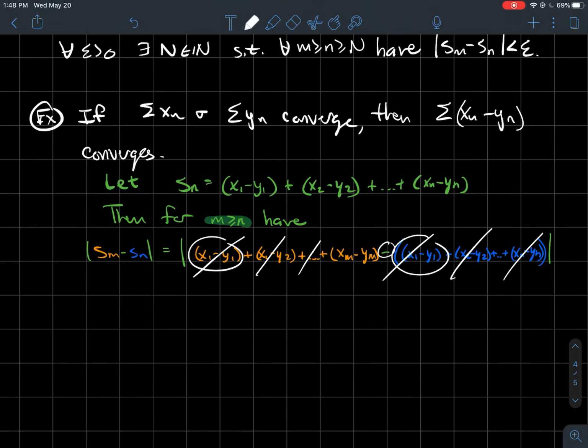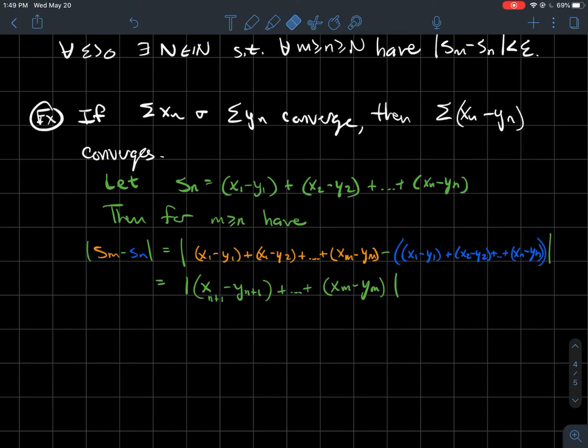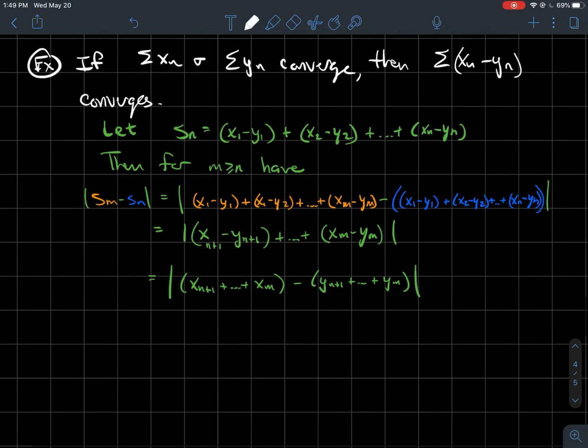And what would you have left? If you canceled up to the nth term, the next one you should start with is the n plus first term. I think that's my next line. When you do all the cancellations, the first term you start with is the n plus first term, and then up to the last, xm minus ym. Now I can rearrange these and get the x's together and the y's together.